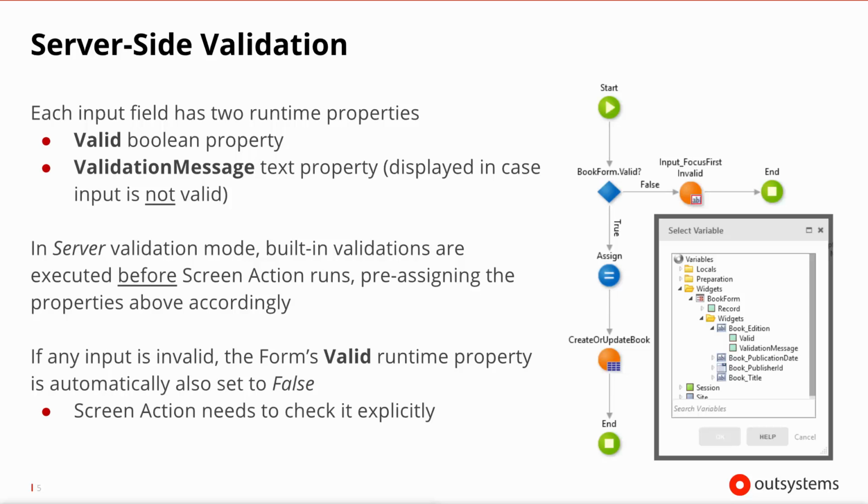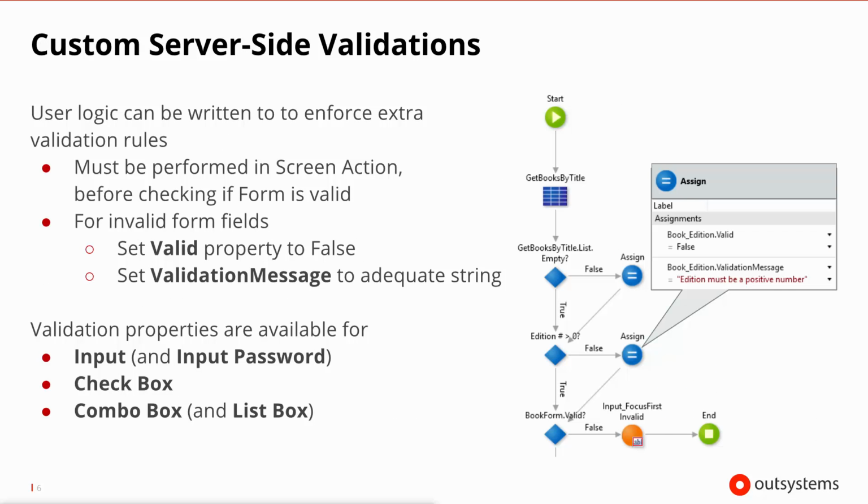The two built-in validations are very handy, but what if we want to write custom validations that follow the business logic? For custom server validations, it's just a matter of writing explicit condition checks and assignments to the valid runtime properties in case of a validation failure. So for the valid property, you set it to false, and as for the validation message property, you set it to the text to be displayed to the user, informing him of the error and how he can fix it.